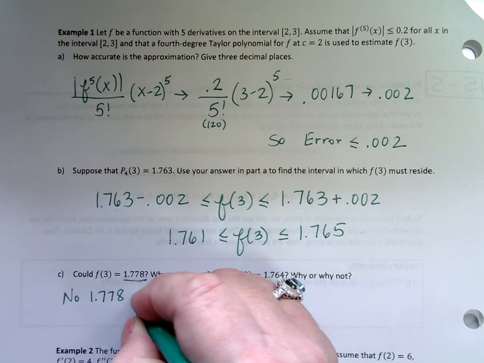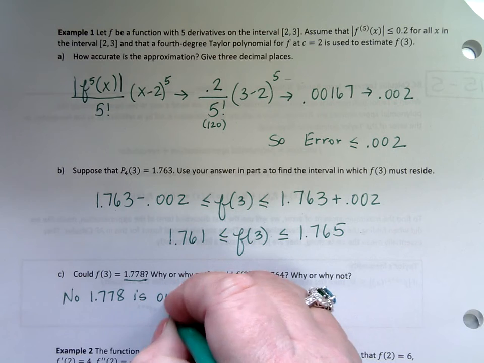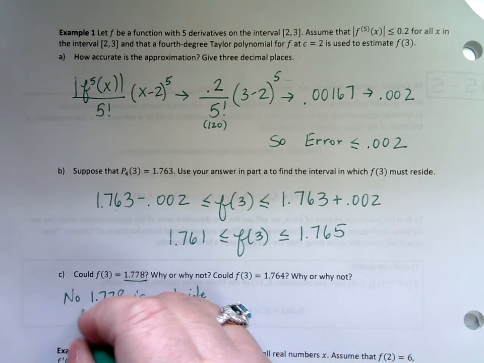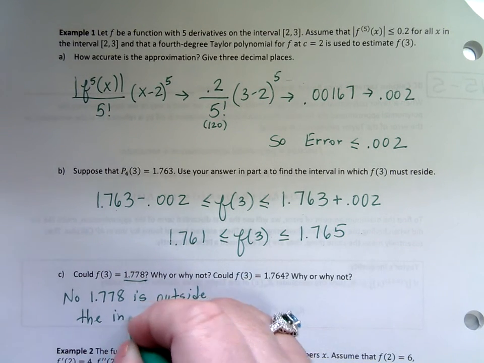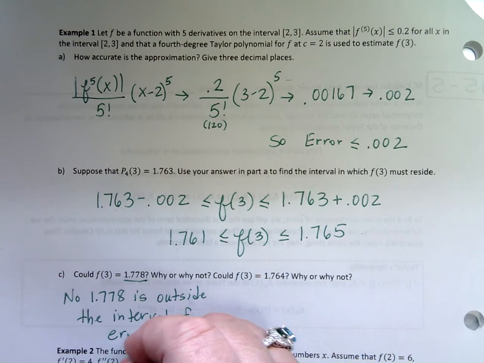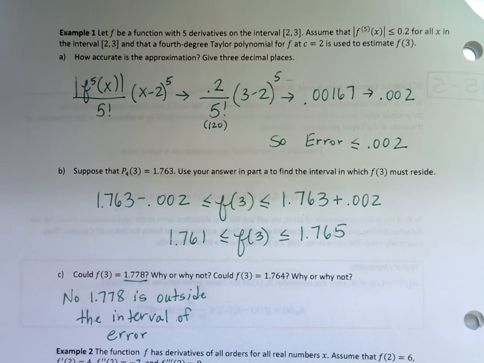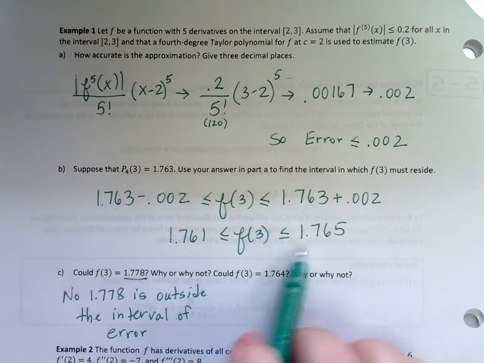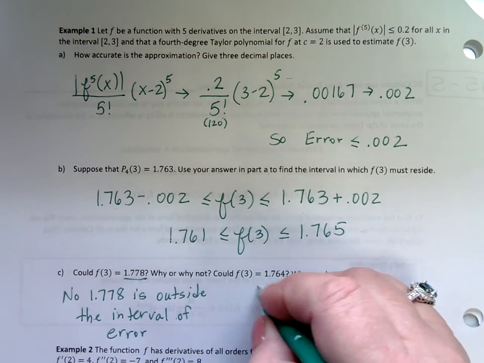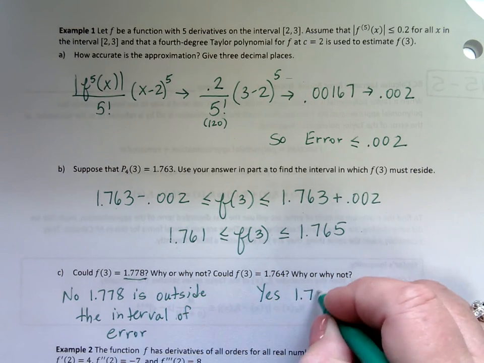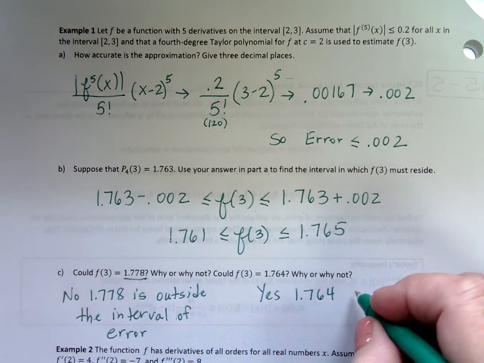1.778 is outside the interval of error. There's a few different ways you could say that, but that'll work. How about 1.764? Is that between these two? And the answer is yes. And why or why not? Because 1.764 is within the bounds of error.